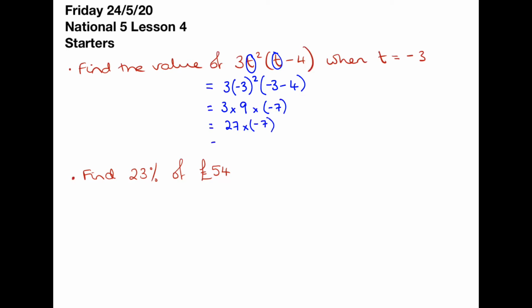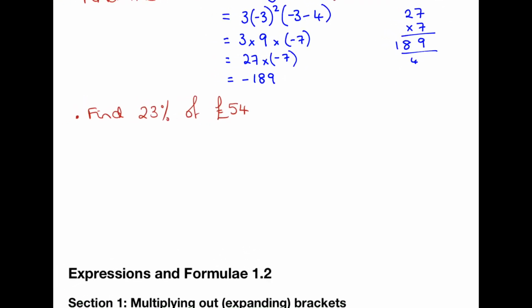So we know our answer is going to be negative, and if we just quickly do 27 times 7, 7 7s are 49, 2 7s are 14, add the 4 makes 18, so the answer is -189. Okay, and on to our second question here.